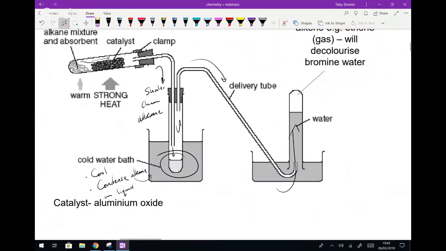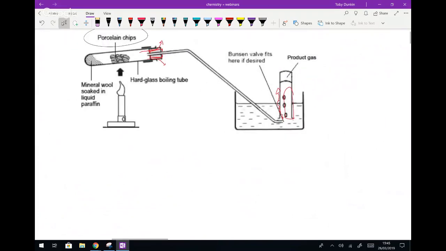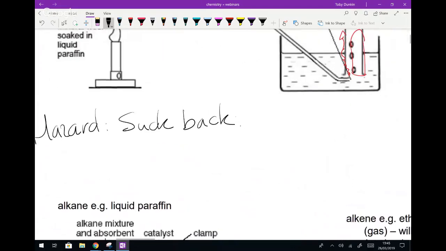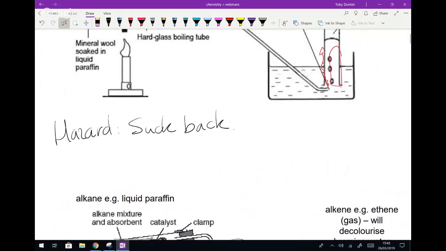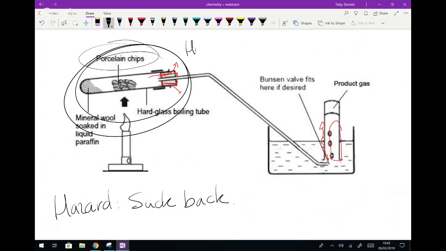Okay, so the next thing I want to mention at this point is I'm going back to this version, and I need to now mention a very specific practical hazard. So this is a hazard for the cracking practical, and this is called suckback. Yes, it's very entertaining, I know. So suckback, I'll quickly explain. What you're doing is you are producing a very high temperature gas here.